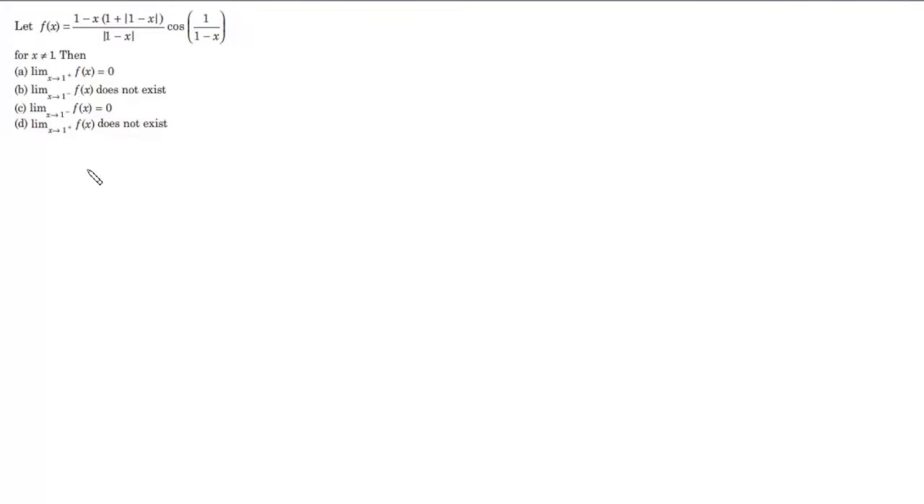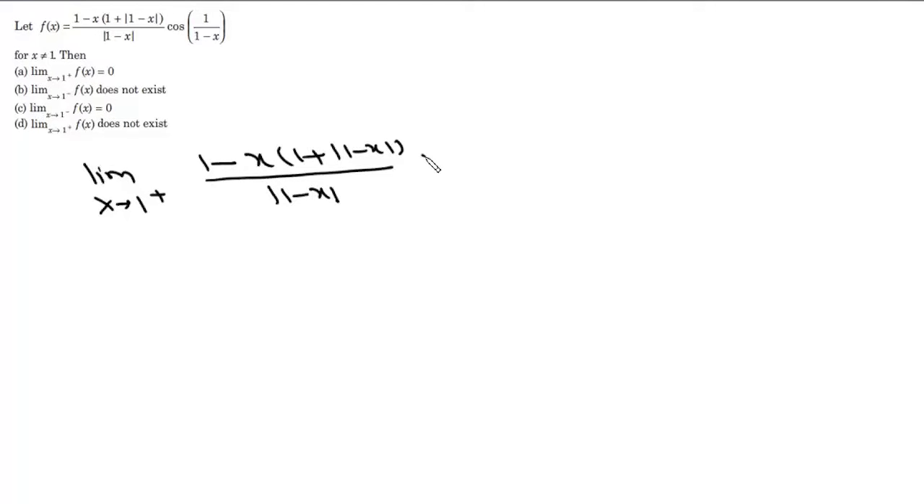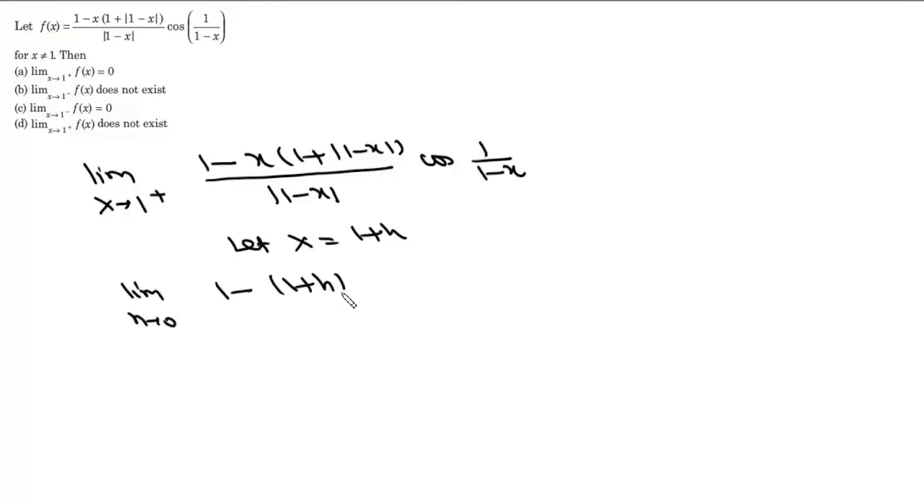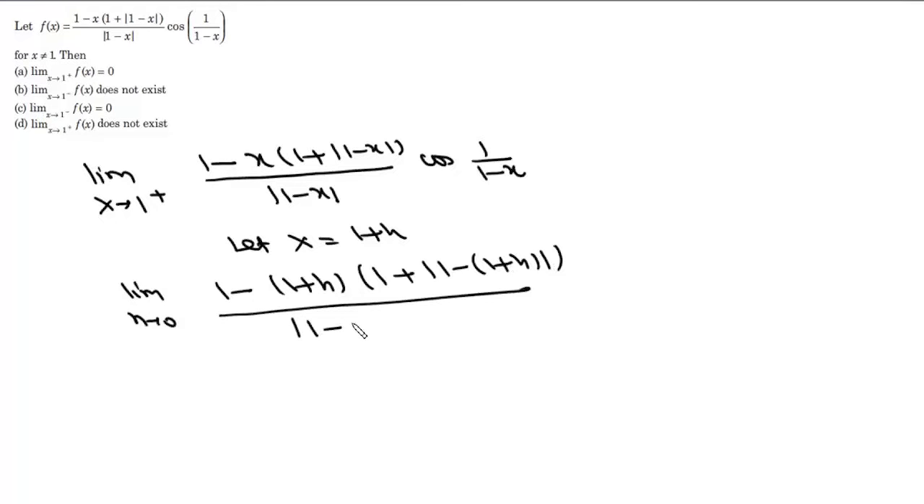Now here the question is, we need to find this limit x tends to 1 positive of f(x), which is 1 minus x into 1 plus mod of 1 minus x upon mod of 1 minus x into cos 1 upon 1 minus x. Now what we'll do is we'll let x as 1 plus h, so it will be this limit h tends to 0, and this is 1 minus 1 plus h, and here it is 1 plus mod of 1 minus 1 plus h, and this is mod of 1 minus 1 plus h, and here also it is cos 1 upon 1 minus 1 plus h.